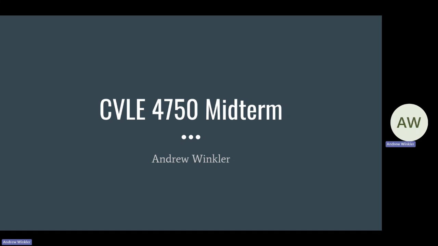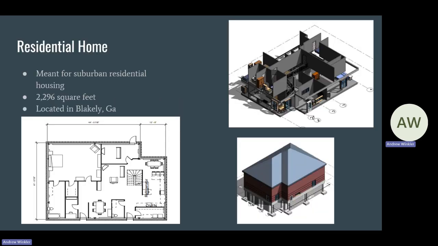All right, so this is my presentation for the CVLE 4750 midterm, where we had to develop our own model of the building. So I chose to actually do my own house. I tried to do it as to scale as possible, but some things get messed up. But yeah, pretty much this house is meant for suburban and residential housing. Pretty much just the normal suburbs.